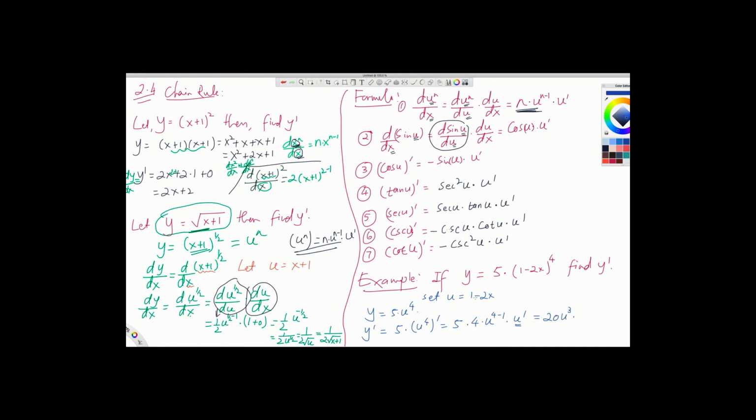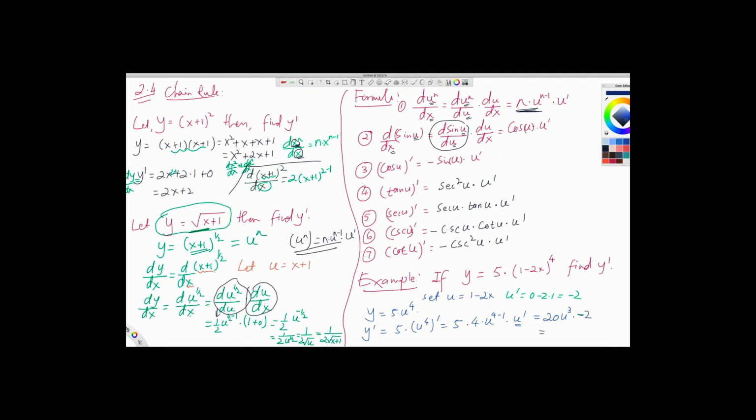You find the derivative of that, right? If we set u equals 1 minus 2x, then what will be u prime? You need to find u prime equals the derivative of 1, which is 0, minus the derivative of 2x, which is 2 times the derivative of x, which is 1, right? So that will be negative 2. That's what you get, right? So times negative 2.